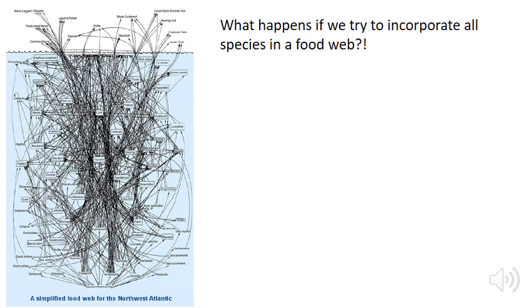It should be noted though that although a weakness of many food webs is their incompleteness, that does give them a degree of utility that maybe more complete food webs wouldn't. And so this food web on the left-hand side, comically described as a simplified food web of the Northwest Atlantic, shows how quickly these food webs can become too complicated to be of any use, really. And so this is a reason why many food webs are kept simple and kept incomplete.